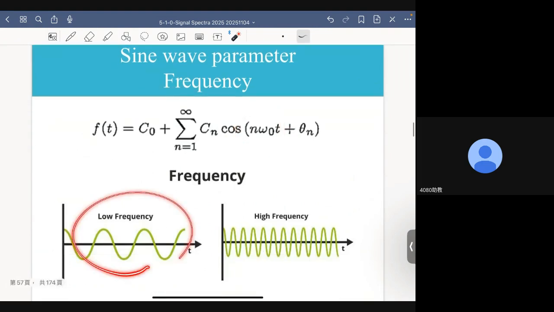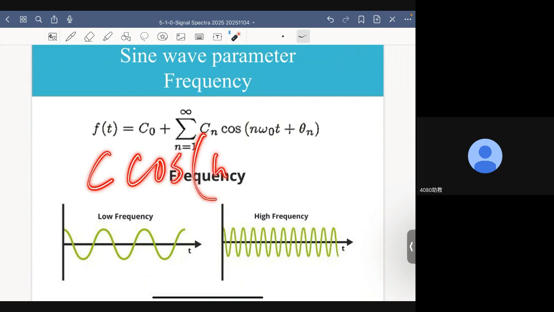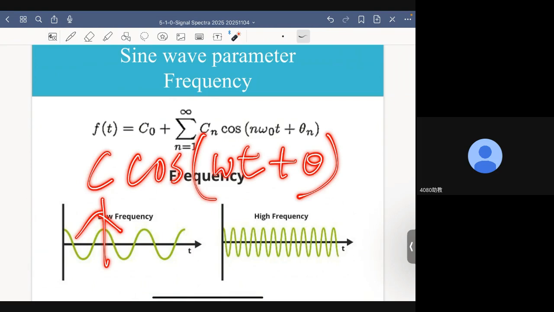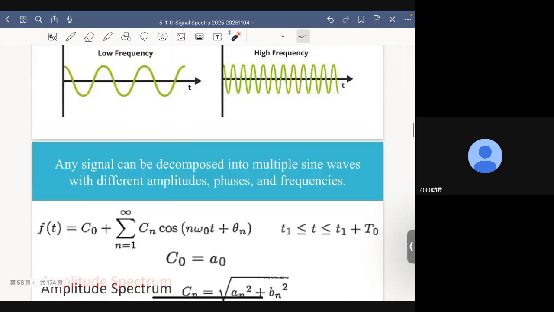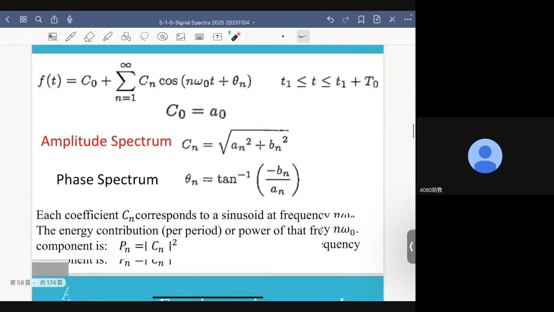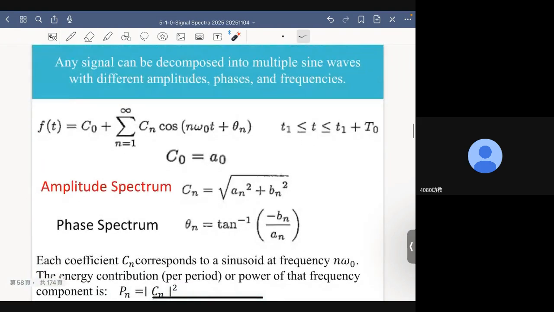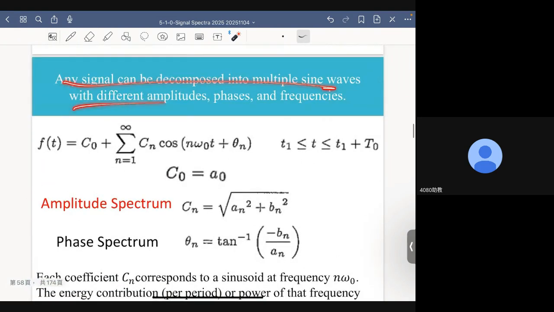It can be a low frequency cosine signal. It can be a high frequency cosine signal. It all depends on omega, all right? So essentially what we have is C cosine omega t plus theta: amplitude, phase, and frequency, three parameters. Now, this representation is also very important.